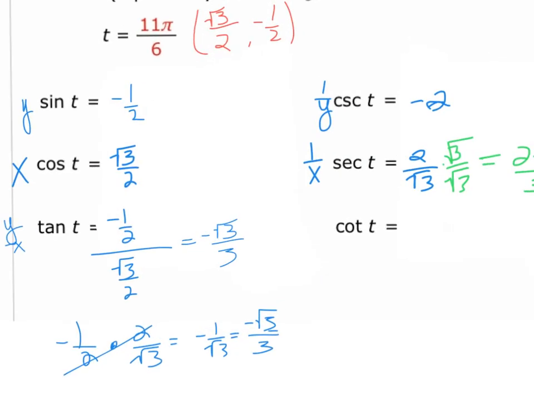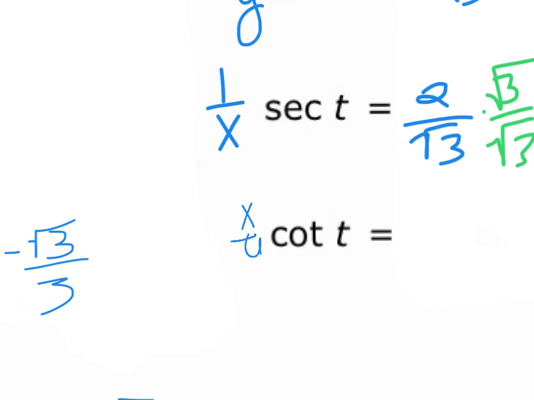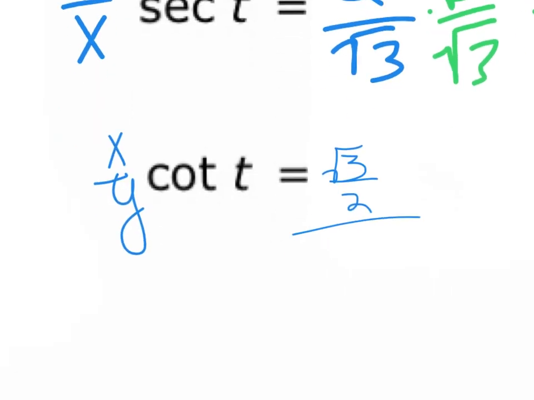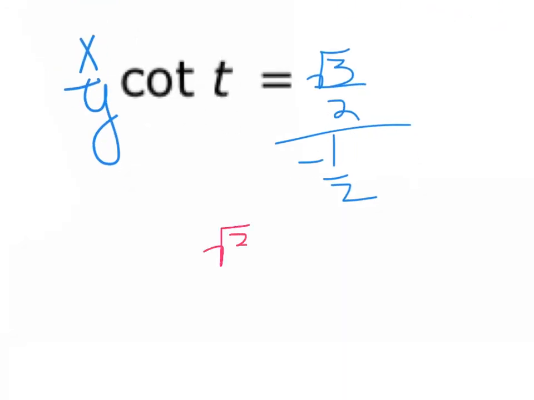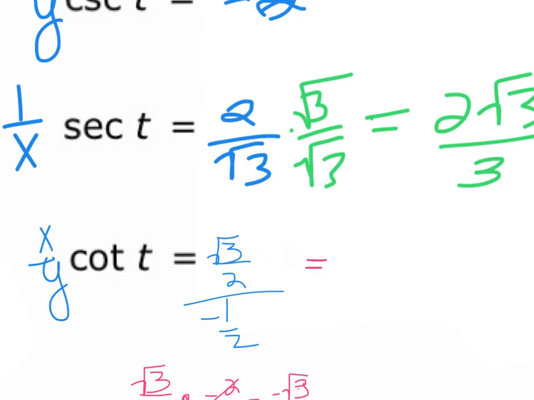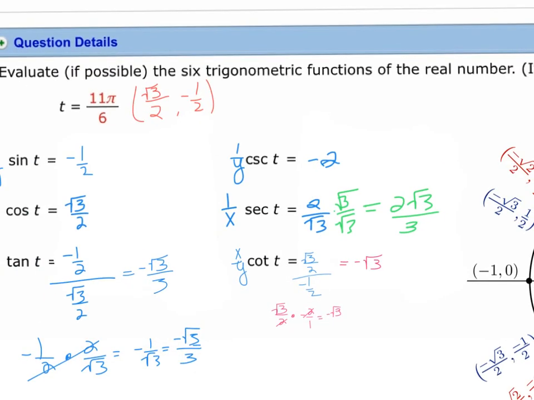So then I go, my cotangent is x over y. So it's root 3 over 2 divided by negative 1/2. Keep, change. Okay, just make sure we're still with it. What happens to my 2's? Cancel out, so I'm left with what? Negative root 3. Okay, we good? All right, I'll upload this in just a minute.